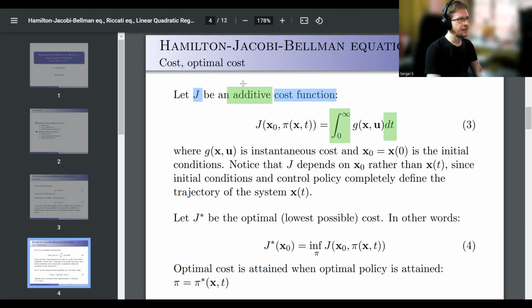So this is why we call it additive. In the discrete case, it would be literally a sum. In the continuous time case, it is an integral.